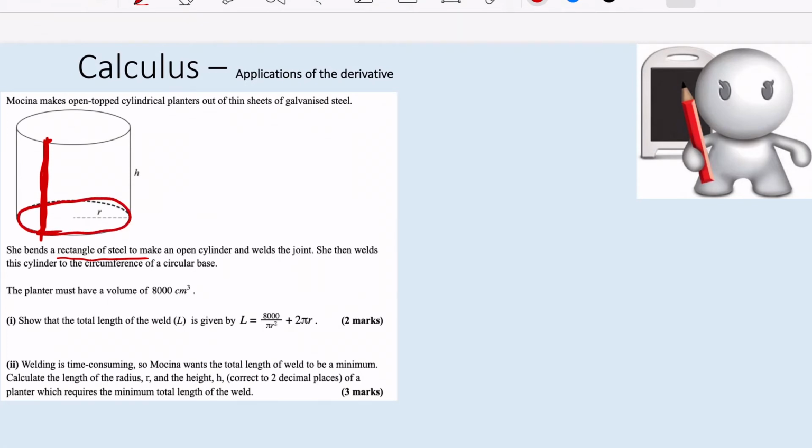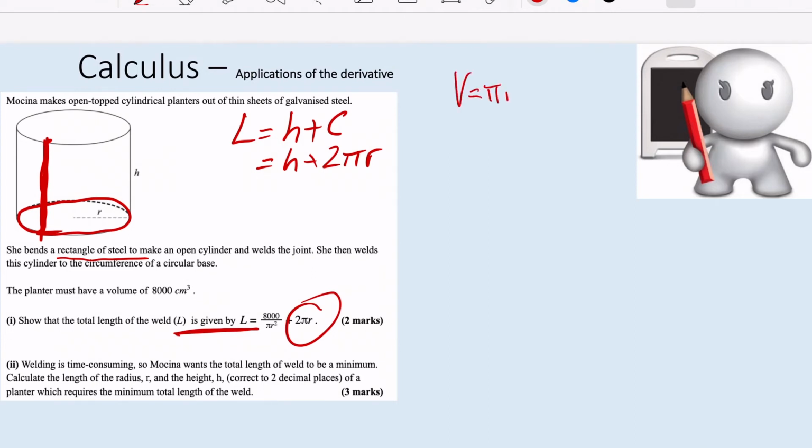And the first question is asking us, what is the length of the weld, L? So L equals the height plus the circumference. So the height plus 2 pi r. I'm nearly there. I've got the 2 pi r part, but I need to somehow link the height to 8,000 over pi r squared. Well, what else have I been given? I've been given the volume, which is pi r squared h. And I've been given the volume is 8,000 cubic centimeters. All right, and there's my link.